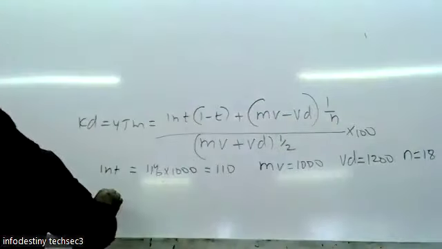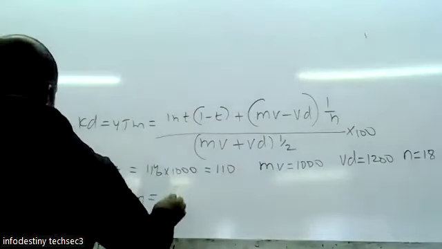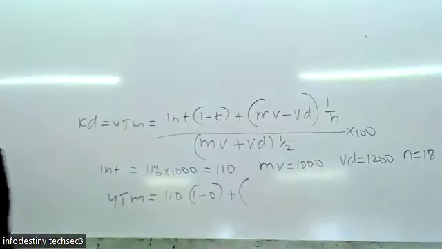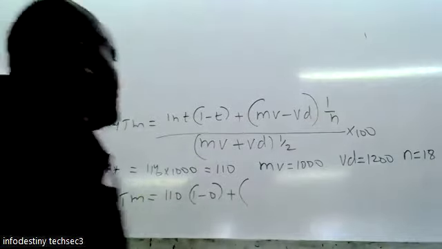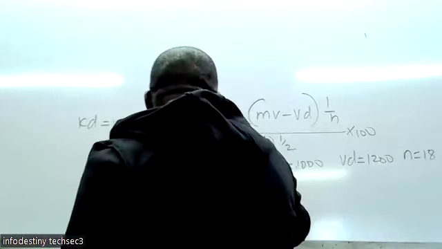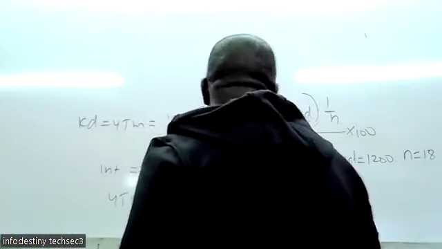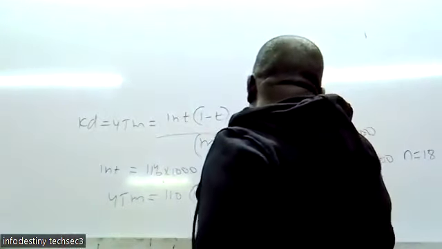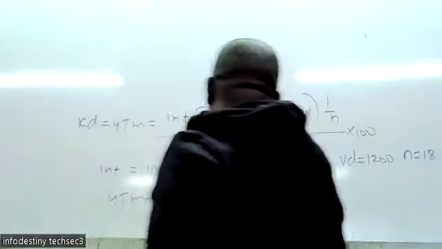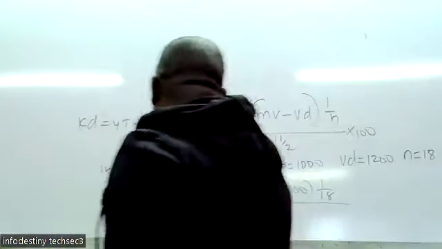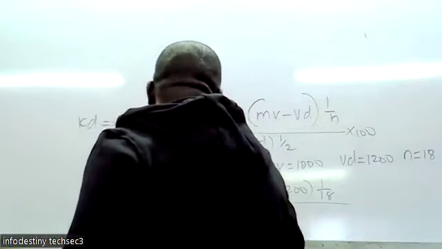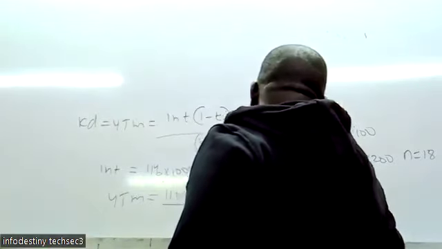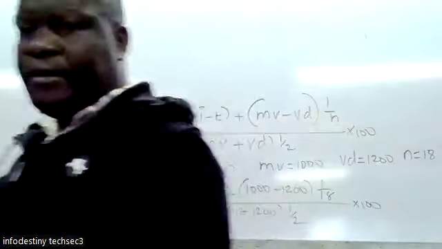So now to compute your yield to maturity, take interest, which is 110. The question had no tax, we assume it is zero. Then we add maturity value, 1,000, subtract 1,200. Then 1 over n, that's the same as 1 divided by 18. Then divide by 1 plus 1,200, and this one we multiply by a half, then express it as a percentage.